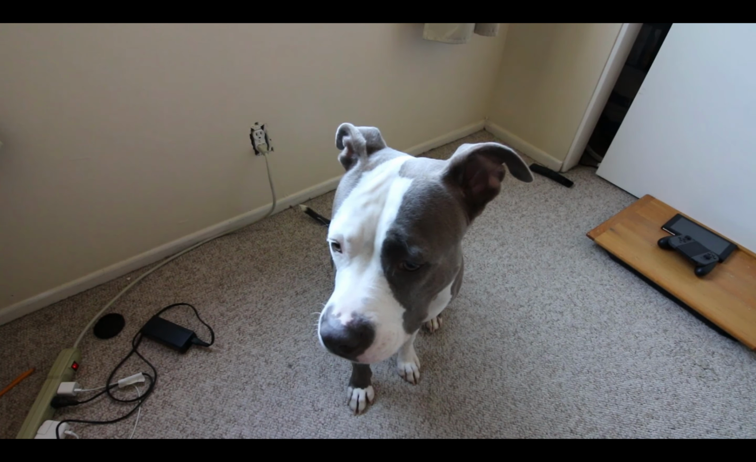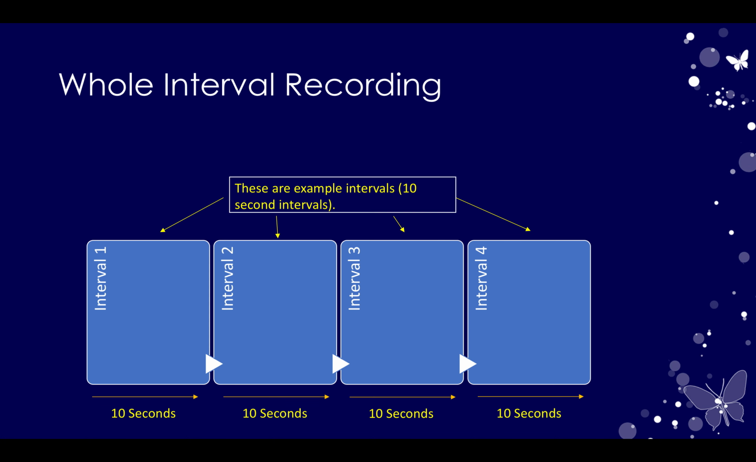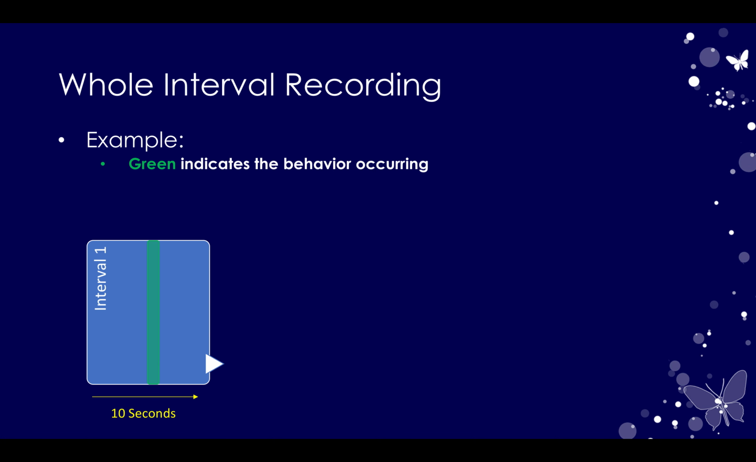Let's look at this example displayed in a different way. These are example intervals. Each interval in this example is 10 seconds long. So when using whole interval recording, you would want to measure whether or not the behavior occurs continuously throughout an entire interval. The green indicates the behavior occurring in the intervals. So let's look at this example.